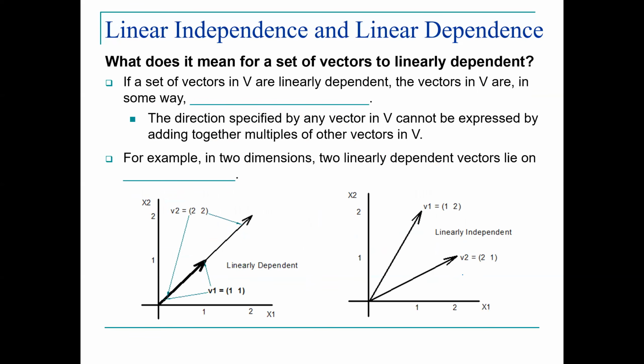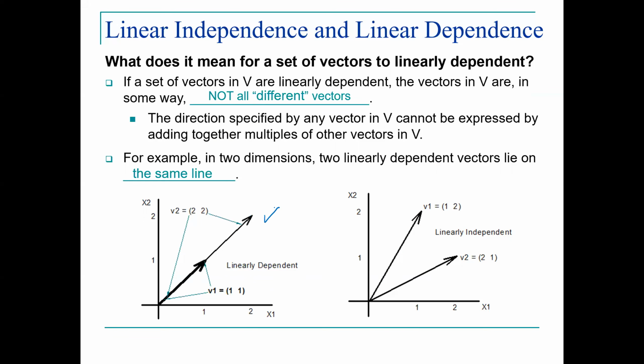So what does that mean? What does it mean for a set of vectors to be linearly dependent? If a set of vectors in V are linearly dependent, the vectors in V are in some way not all different vectors. The direction specified by any vector in V cannot be expressed by adding together multiples of other vectors in V.